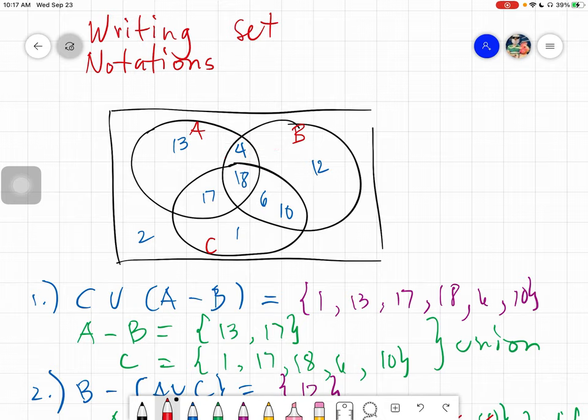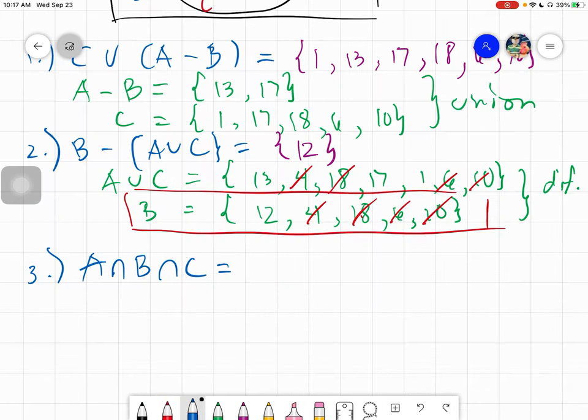You will notice that the intersection is where the three circles intersect. The intersection of A and C is this. The intersection of B and C is only this. The intersection of A and B is this one. But the intersection of the three is this one. So, therefore, the answer, without any other solutions, by just simply observing the given, is just 18.